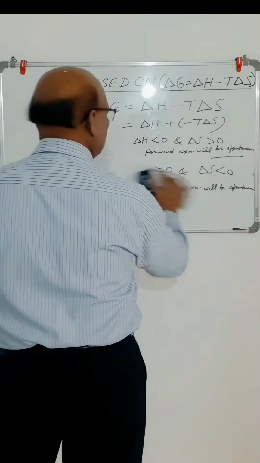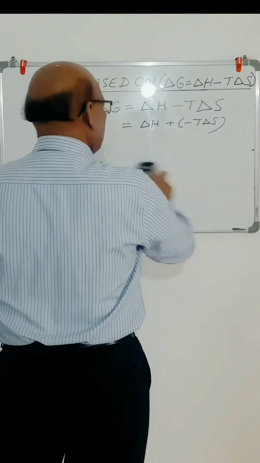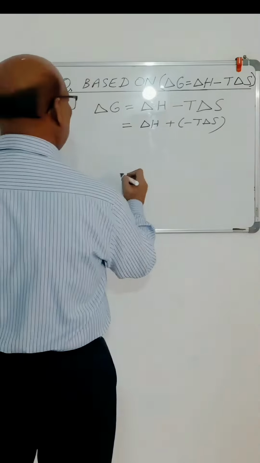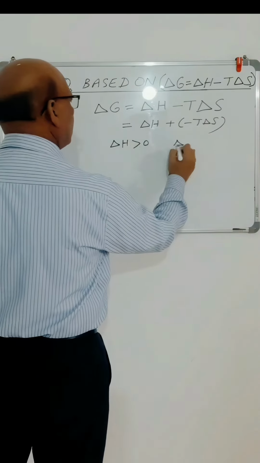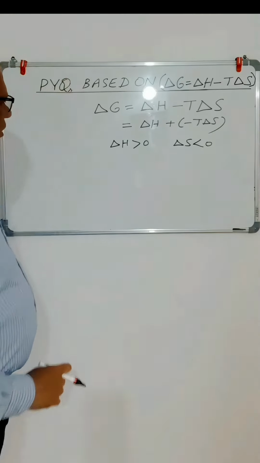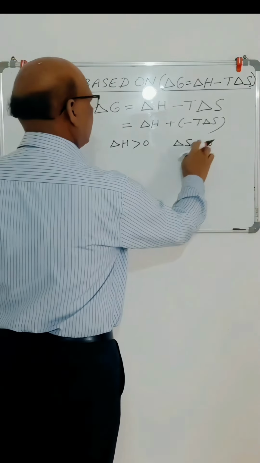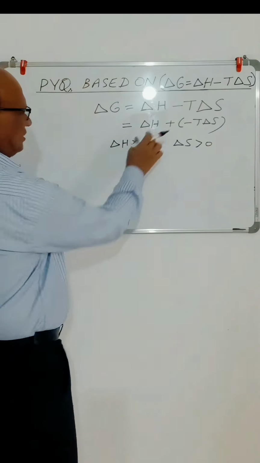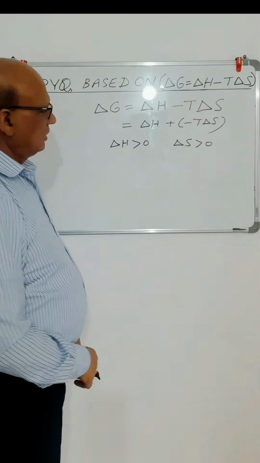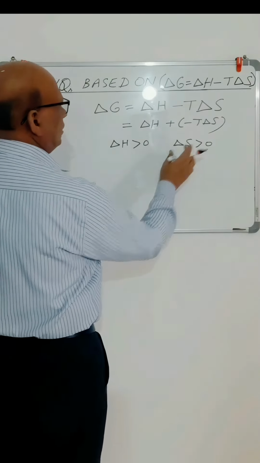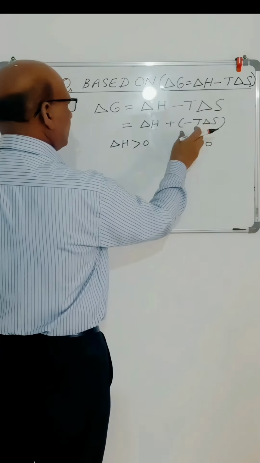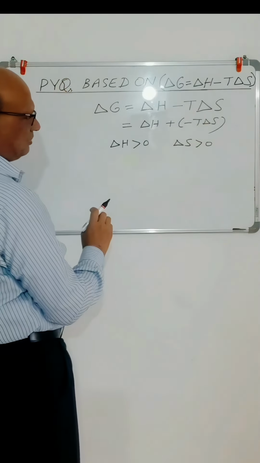Now we will take the case where one term is positive and the other term is negative. So first we take the case when delta H is positive and when delta S is positive. Now we see, when delta S is positive, the first term is positive and the second term will be negative. So in this case, for this reaction to become spontaneous, this negative term has to be higher than the positive term, then only the summation will be negative.